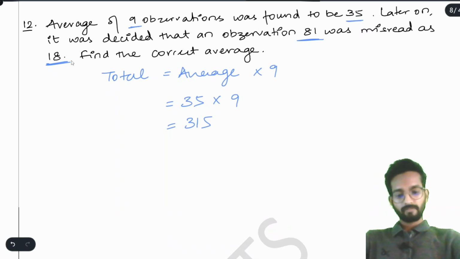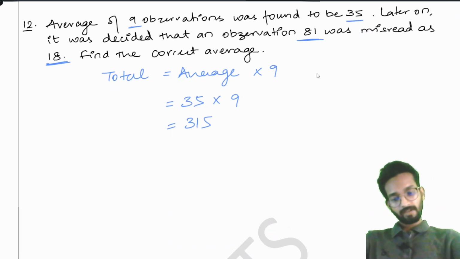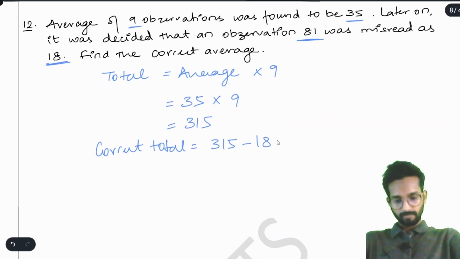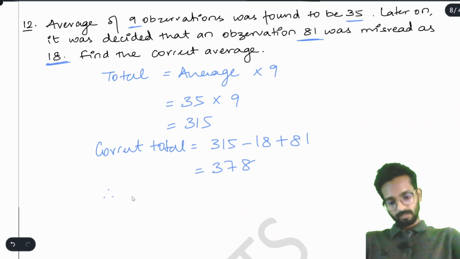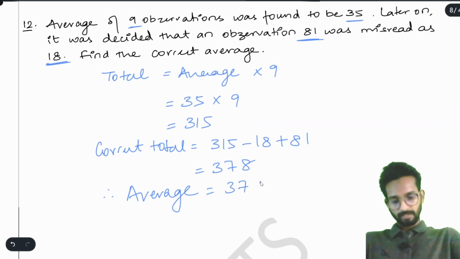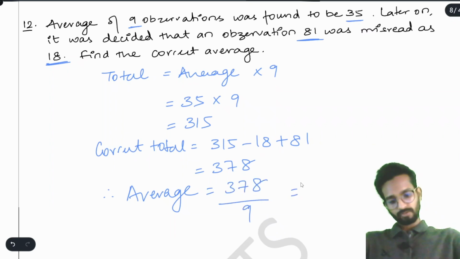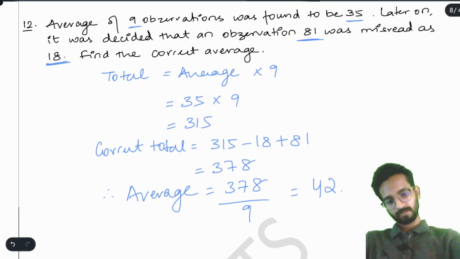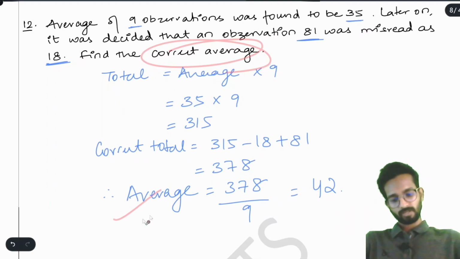So what happened is, when I was adding all the numbers, I have added 18, but I had to add 81. So what will I do? My correct total will be 315 minus 18 plus 81, that will be 378. So therefore the average should be 378 divided by 9, 9 4s are 36 and 18, 9 2s are 18. So my average must be 42. Very simple. This is my correct average. What the question is asking, this is your correct average.